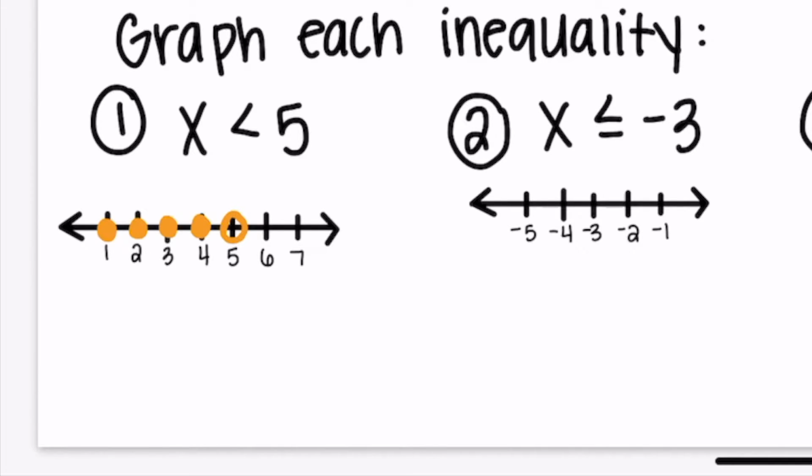Now the direction that we shade is where all of those numbers that are less than 5 are located, which is everything to the left or below the number 5. So we're going to shade everything to the left.